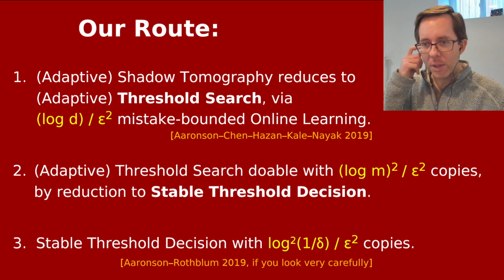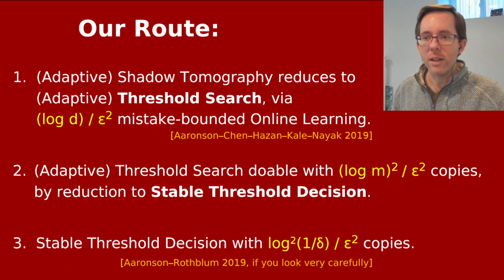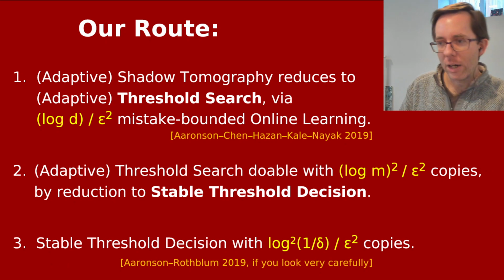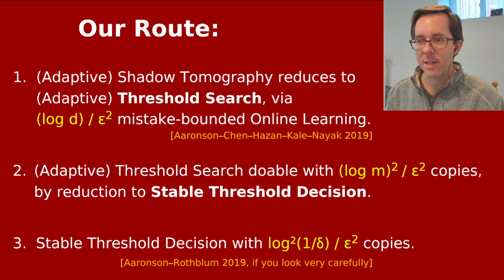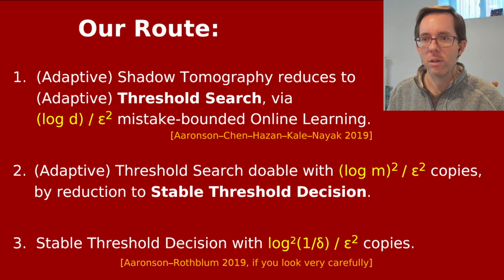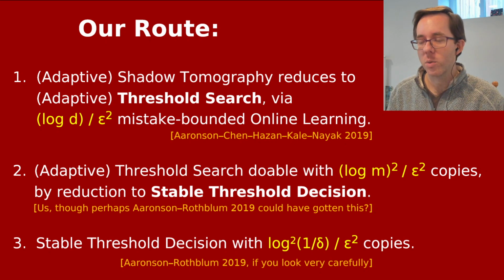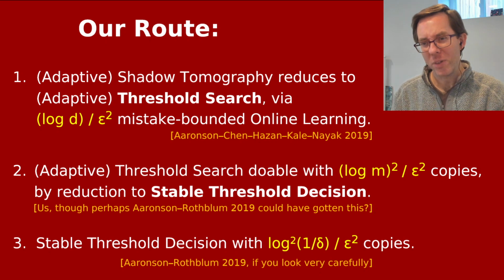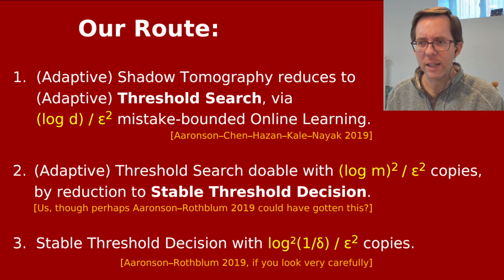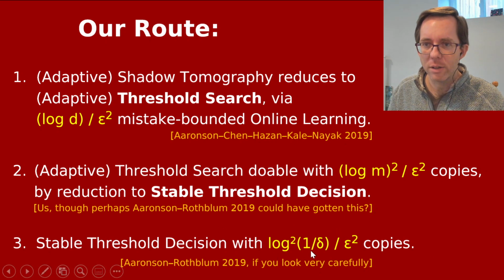This third split is actually kind of in the Aronson-Rothblum paper. If you look very carefully, they didn't phrase it quite like this, and it's a little hard to find. It's somewhere on page 47 or something, but it's kind of in their paper already. And I suppose this second split is the most novel part, showing how to do threshold search with log squared m copies. But it's even conceivable that Aronson and Rothblum could have gotten this result if you just sort of asked them to, based on this third split.